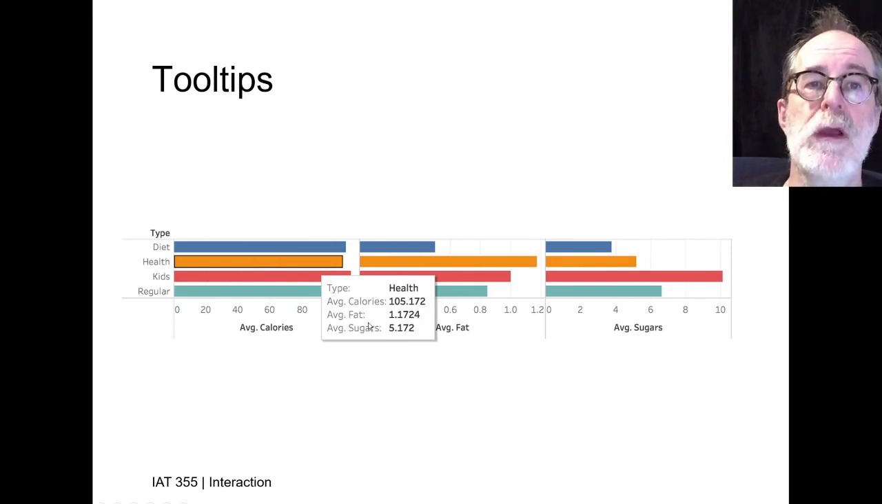So here's something in which the type is health, the calories is 105, average fat is 1.1, etc. I'm hovering above something, and it's telling me the details about this particular thing. And that's hovering above one of these, probably this orange bar right here, and I get a tooltip telling me all about that orange bar.